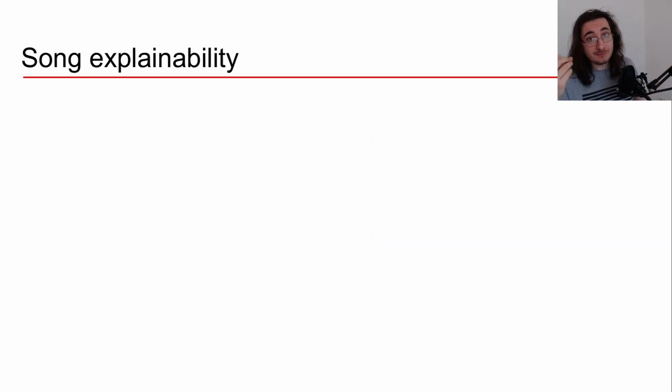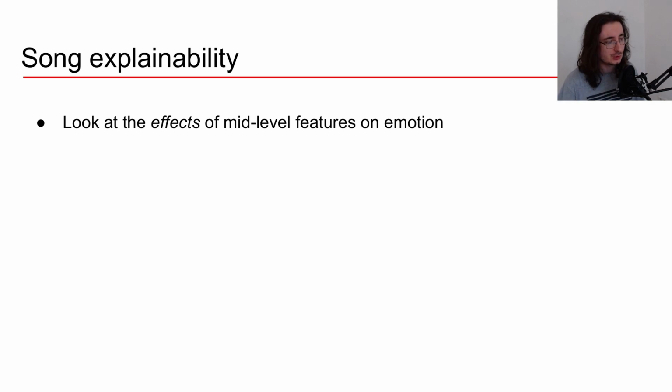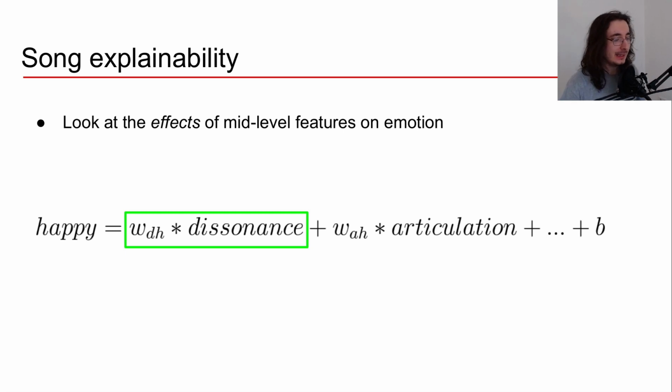But what about a specific explainability for a specific song, right? Can we explain why a network decided that a song has certain moods? Yes, we can do that. And the researchers suggest that we use the effects of mid-level features on emotion. Now, the way they define effects is basically the multiplication in the linear combination of the linear layer between the weight and the actual value of the mid-level feature. Okay, so it's this combined value.